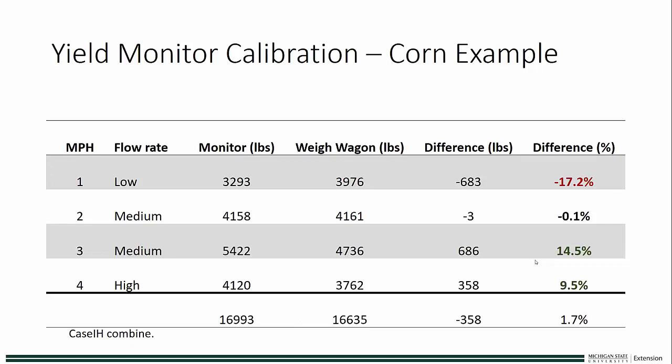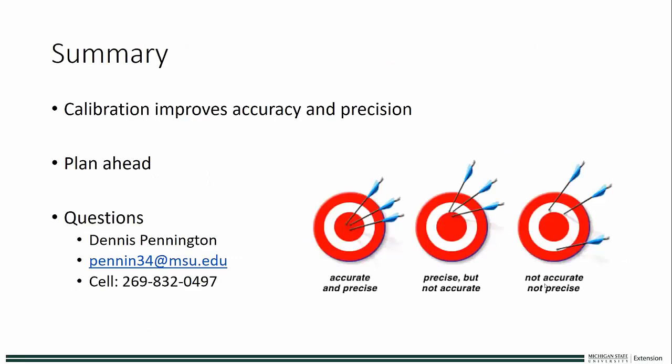This is a perfect example of why doing the multi-point calibration is important, because 1.5% or 1.7%, that's not bad. I'd be happy with that, even if I'm doing research out there. If my monitor is 1.7% off from the actual yield, that's good enough. But I'm not happy with being 17% off, or 14.5%, or even 9.5%, for that matter. So it's important to calibrate to improve accuracy and precision, especially if you're using this data to make any kind of management decisions like variable rate inputs.